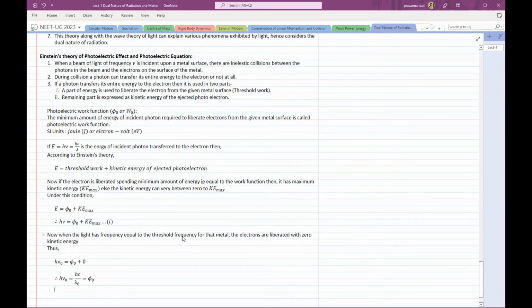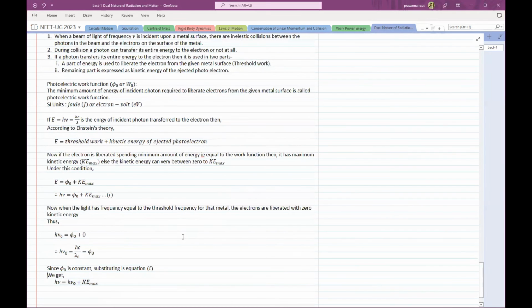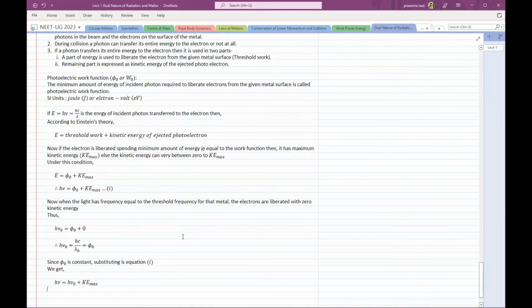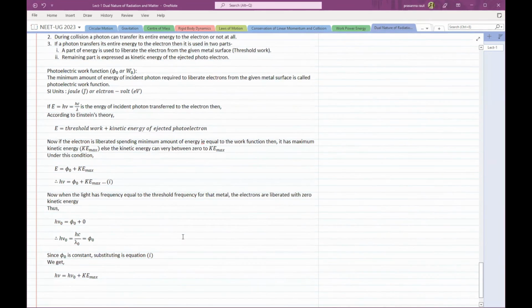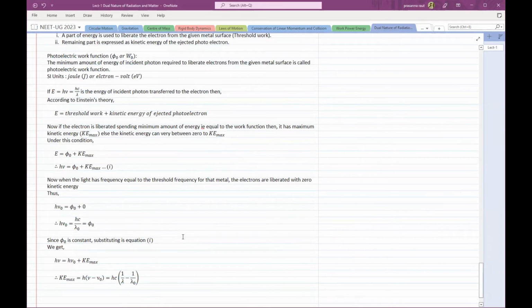और इसे आप रीसब्स्टिट्यूट कर दो इक्वेशन 1 में. So since phi naught is constant, substituting back to equation 1, you substitute it back to equation 1, we get h nu is equal to h nu naught plus k max, and hence you can write k max is equal to h (nu minus nu naught), which can be written as hc in bracket 1 upon lambda minus 1 upon lambda naught.